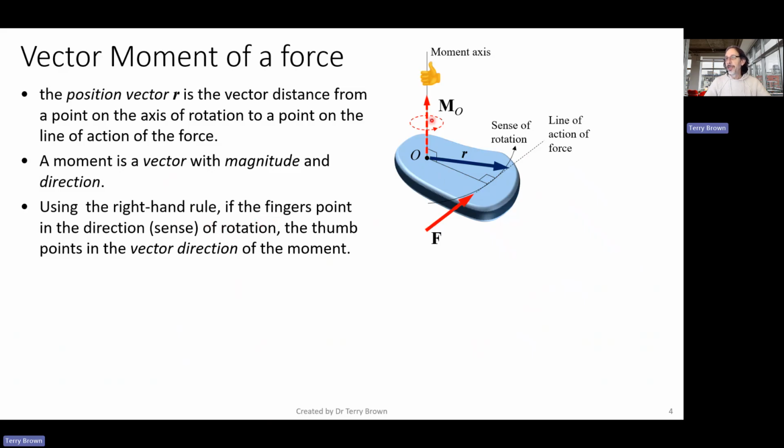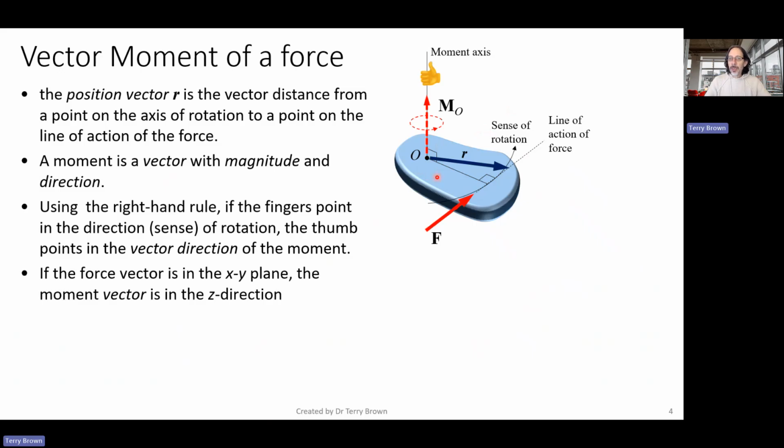Okay, so here we've got the right-hand rule. Our fingers rotate in the direction of rotation and our thumb points in the vector direction. So if the force vector is in the XY plane and also the position vector, then the moment vector is in the Z direction.